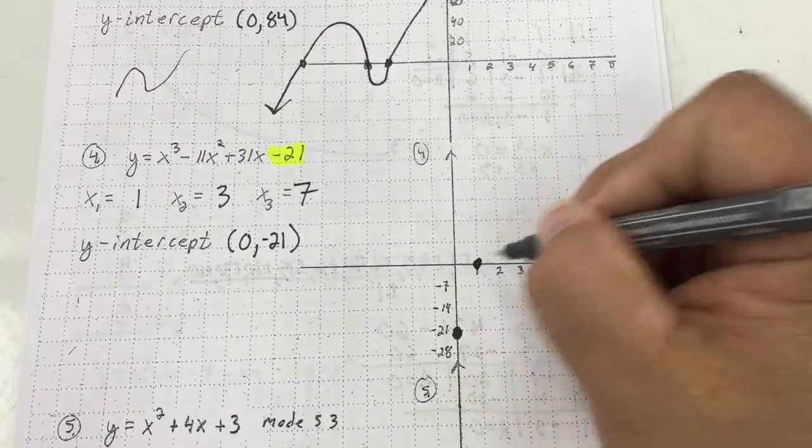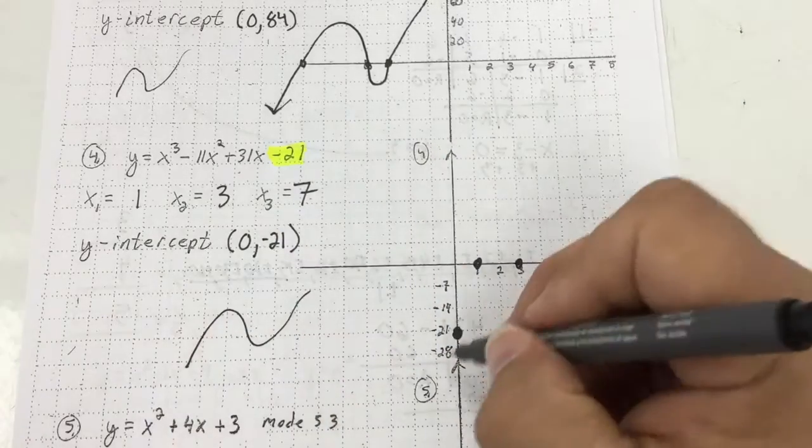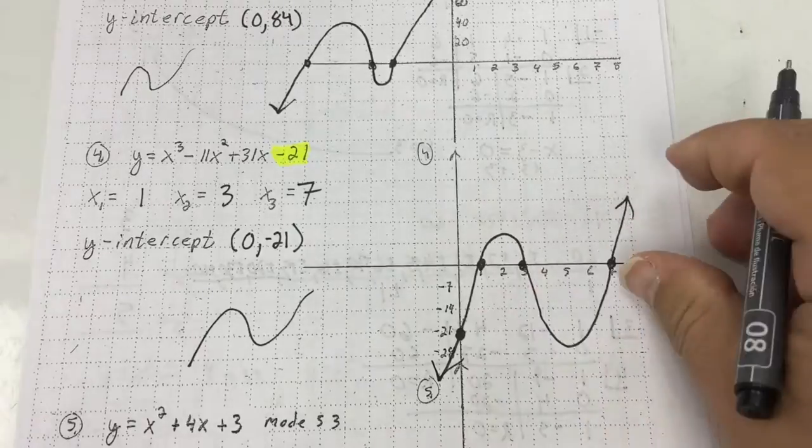So I go over here and I put a point at 1, a point at 3, and a point at 7. Remember, x cubed looks like this. So it's going to start through here, go high, through, bend around, come back up, and go through.